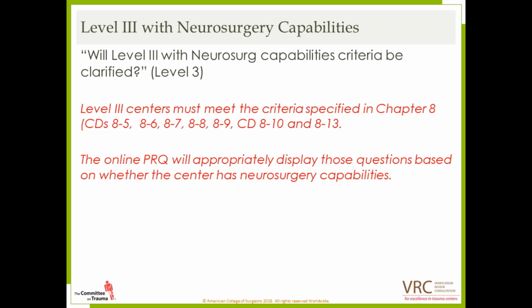So the online PRQ will appropriately display those questions based on whether the center has neuro capabilities. At the very start of Chapter 8, it will ask you, does your center provide neuro care? If you answer yes or no, the questions will appear or disappear depending on that response.